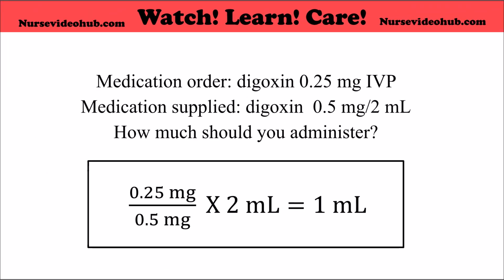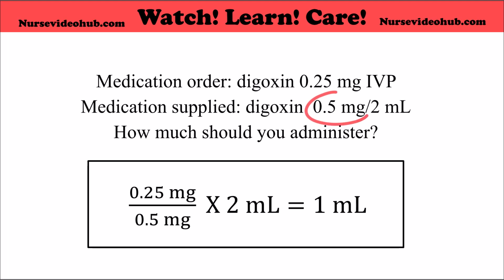Here's an example. The order is for digoxin 0.25 milligrams IV push. The medication available is digoxin 0.5 milligrams in 2 milliliters. How many milliliters will you administer? Now you can fill in the formula. Start by placing the quantity of the medication supplied. In this case, that is 2 milliliters. Place 2 in the formula where the quantity goes.